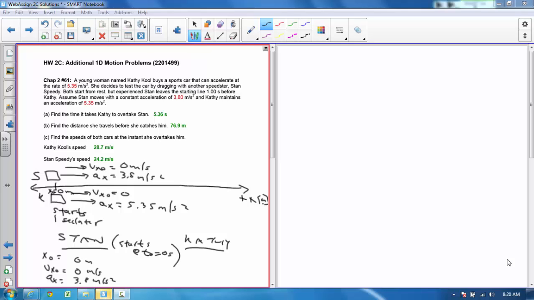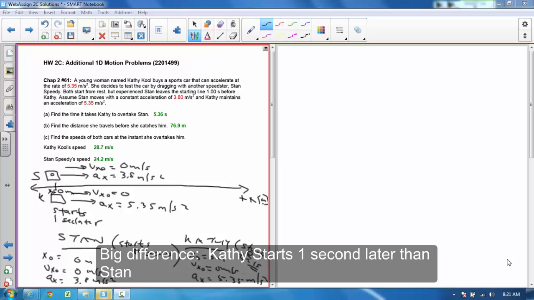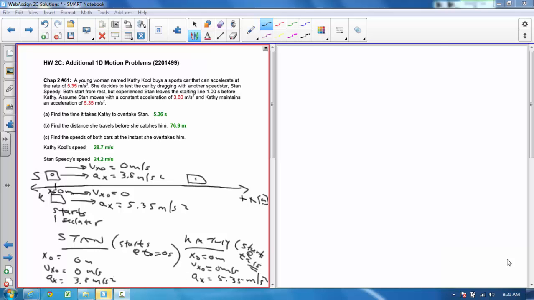All right. Kathy, similar, right? What's different? That's the difference. Okay. So later on, Stan's going to be over here, time 1. At that same time 1, we want to figure out when Kathy catches up. So over here, we need to figure out the time. So we want to find what this position is.